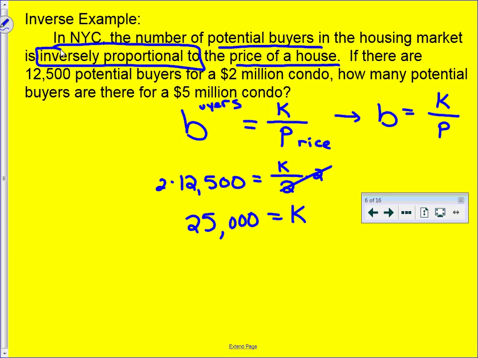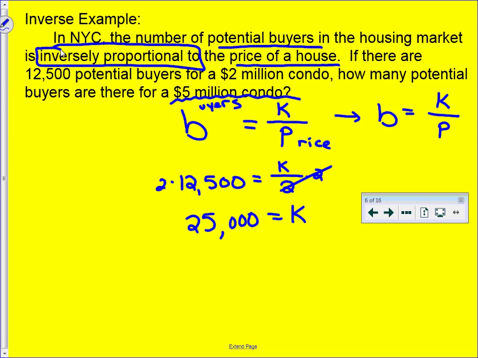So now the difference with this one is we have a K, and they're asking us a question to solve for how many could buy a $5 million condo. So your goal is to think, okay, if at 2 million there were 12,500 people, should your answer be more or less? And I can hear the gears turning as you're thinking about this right now, because the price went up, which means the buyers has to go down. That's the definition of an inverse function.